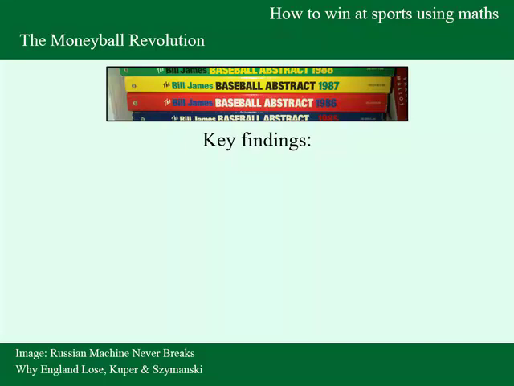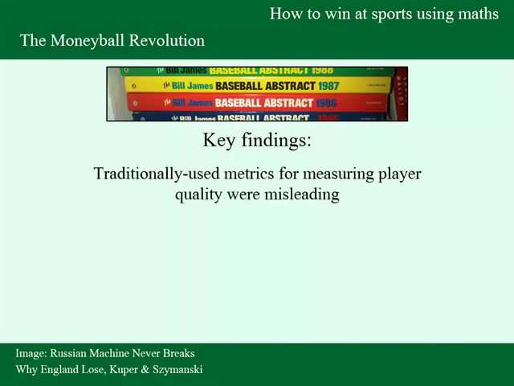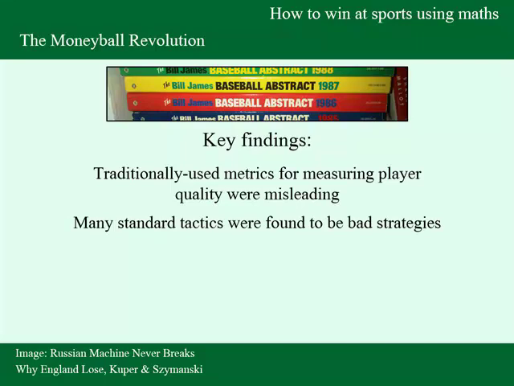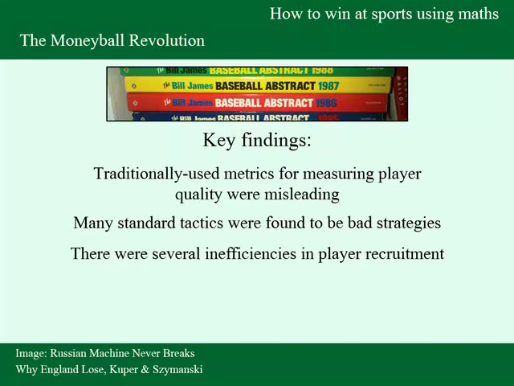So what he looked at, but he focused more on, is whether this key statistic actually affects the team's chances of winning, and he found that traditional metrics for measuring player quality were misleading because many of the standard tactics were bad strategies. So this player might be very good at doing this thing, but this thing actually didn't end up leading to the team winning. So this player was being valued for doing something which looked good, or was at least deemed to be good, but wasn't actually having much of a positive effect on the team's chances. In exactly the same way, because they were overvaluing the wrong things, there were inefficiencies in player recruitment because they had the tactics wrong.